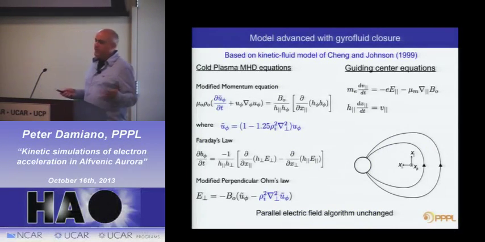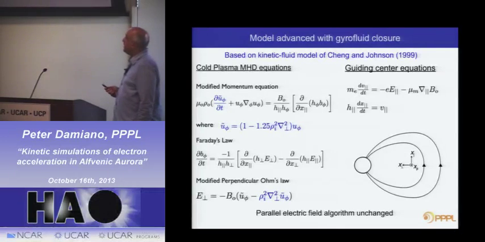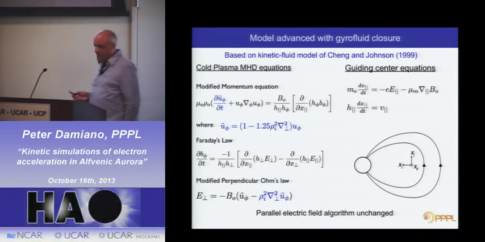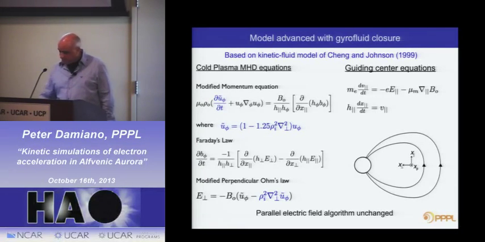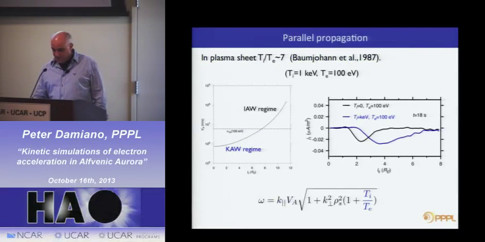So in order to address this, we generalize the model by the inclusion of ion gyroradius physics on the MHD side via the kinetic fluid model of Chang and Johnson in 1999. I won't go into great detail, but this involves a modified momentum equation in terms of a modified velocity and a modified perpendicular Ohm's law.